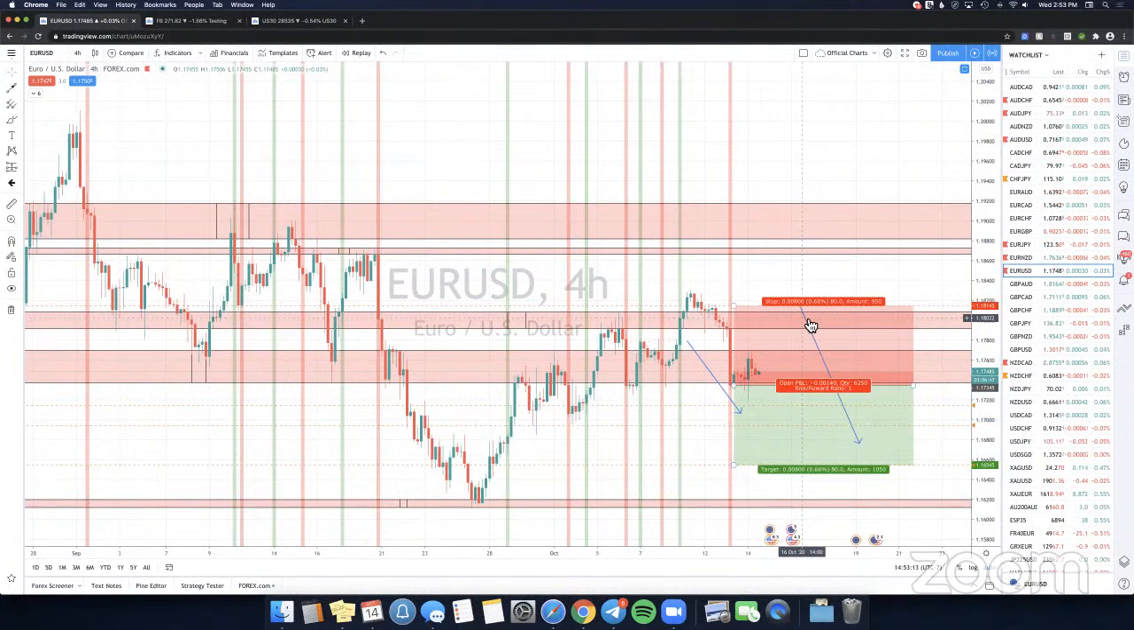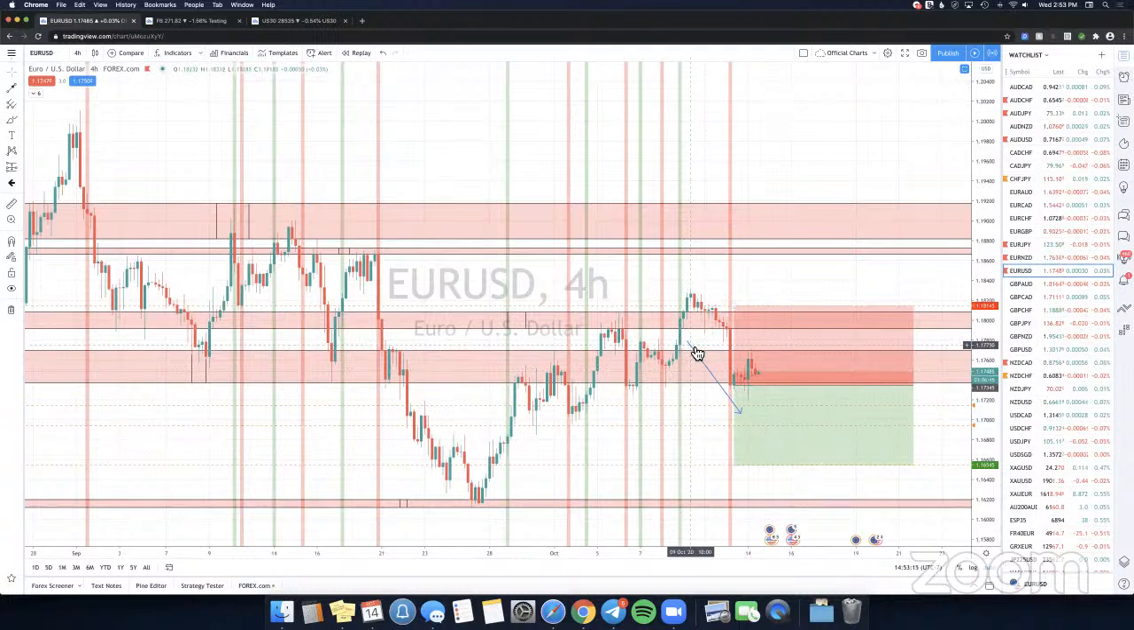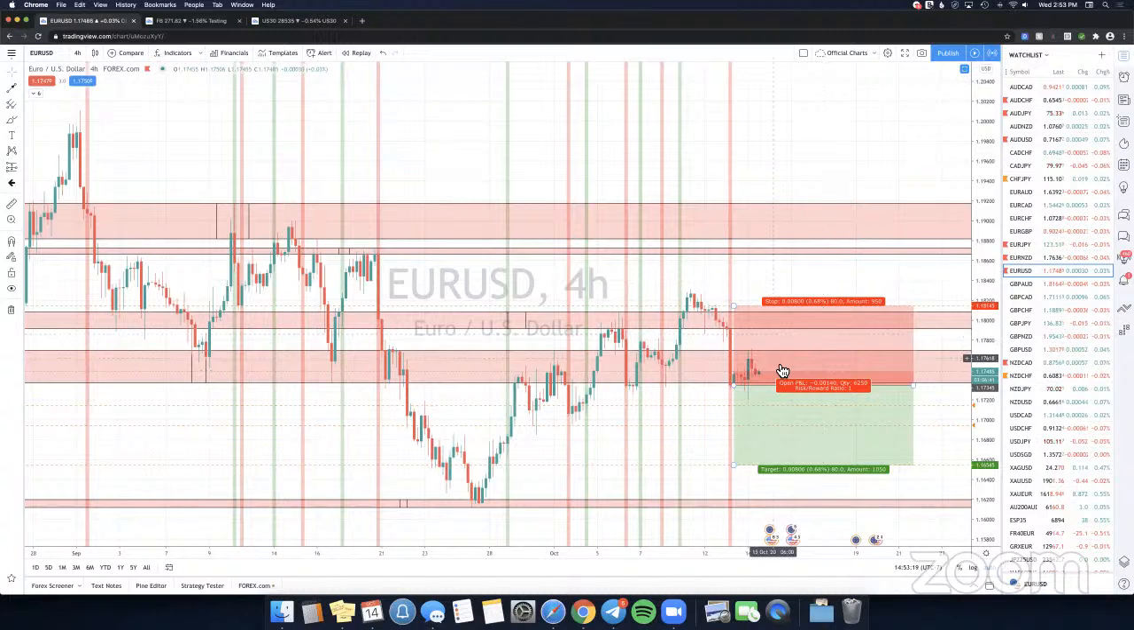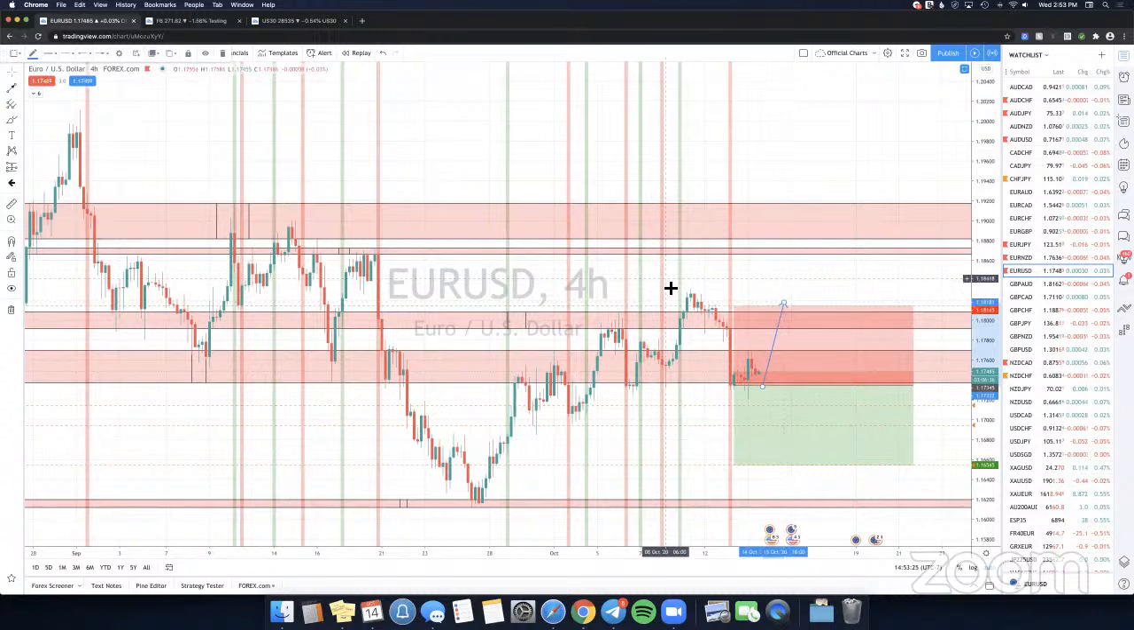I don't get scared when price pulls back like that. I don't go and add more positions to my trade because I feel like I'm getting a discount. I just leave it alone, because if this does reverse on us and it hits stop loss, that's fine, because this is one loss.